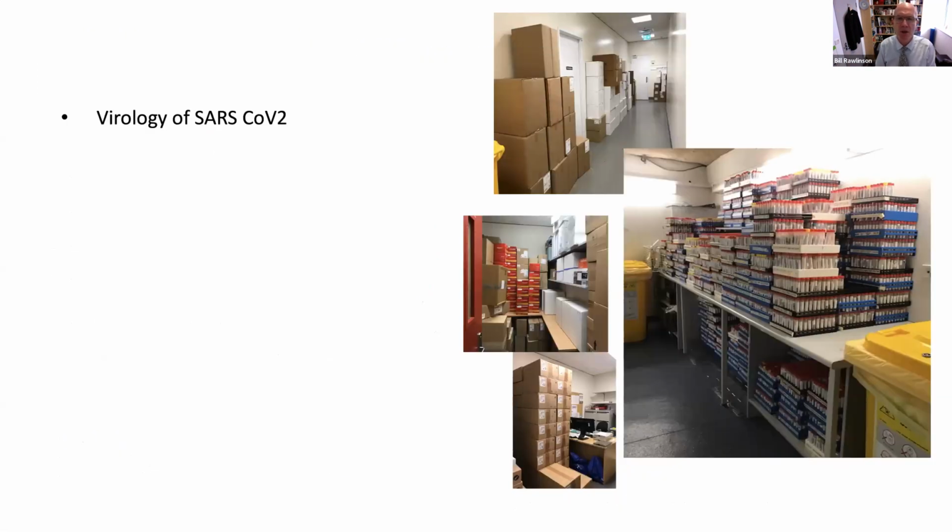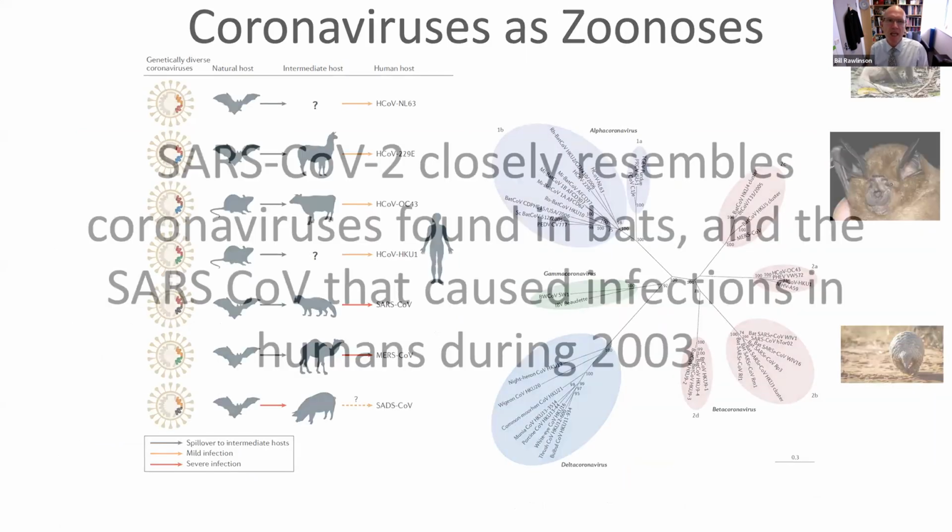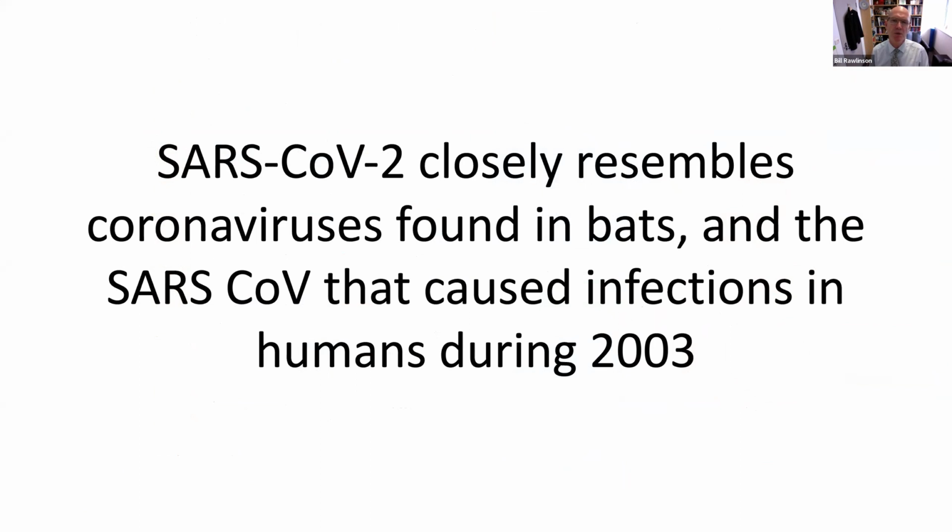So what about the virology, and how does that inform what we do? SARS-CoV-2 closely resembles other coronaviruses, particularly those found in bats and particularly in one bat species. And it's also very closely related to the original virus, which is called SARS-CoV, or you might refer to it as SARS-CoV-1, which is easier to understand. SARS-CoV-1 really disappeared in 2003. There was one case in 2004, which was laboratory acquired.